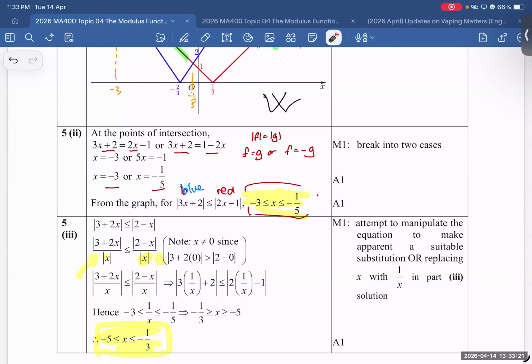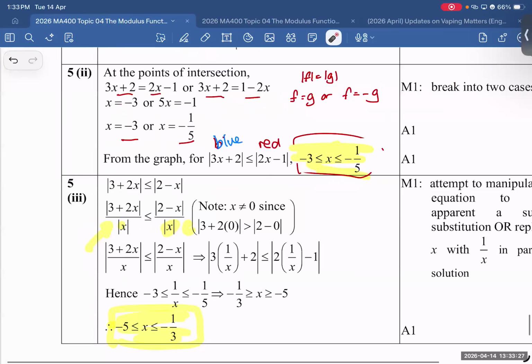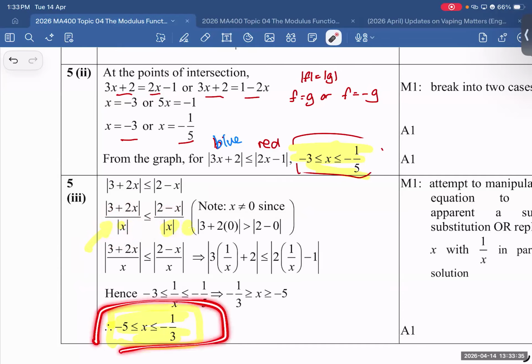Okay. So now I go to 5 part 3. 3 plus 2x, 2 minus x. How do I get to the final outcome? It's by dividing by mod x on both sides. It's mod 3. This gets you to the answer straight. That's all you do.